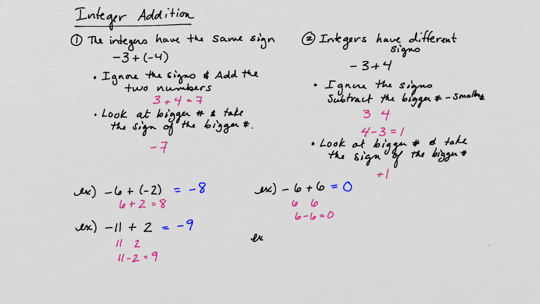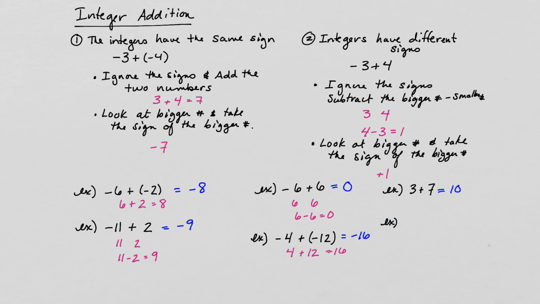And let's see, we'll do a couple more. So what about a negative 4 plus a negative 12? Both numbers are negative, so we're going to look at 4 plus 12. 4 plus 12 is 16. 12 was the bigger number here. 12 was negative in the original problem. So my answer is going to be negative 16. I'll do two more. What about 3 plus 7? That one's kind of easy, right? They're both positive. 3 plus 7 we know is 10.